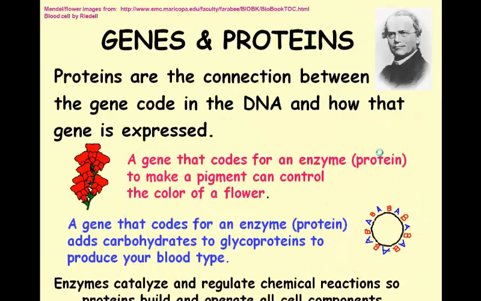So proteins are the connection between the genetic code in the DNA and how that gene is expressed. So a gene that codes for an enzyme or a protein to make a pigment can control the color of a flower. A gene that codes for an enzyme or a protein that adds carbohydrates to glycoproteins produces our blood type. So here's our AB blood type. Enzymes catalyze and regulate chemical reactions, so proteins build and operate all cell components. So genes are responsible for making proteins. Proteins are responsible for basically all the biochemical pathways that take place within the cell.